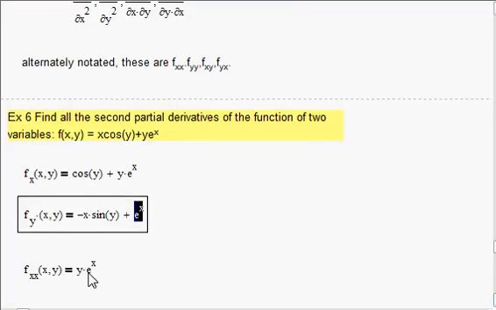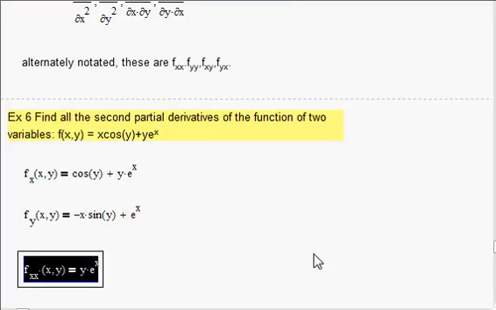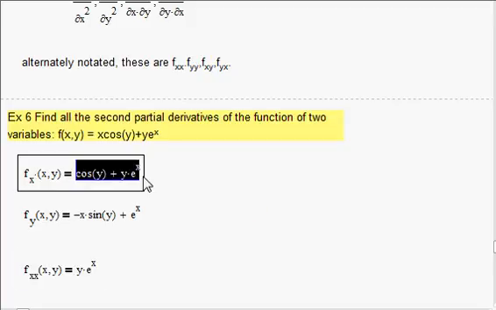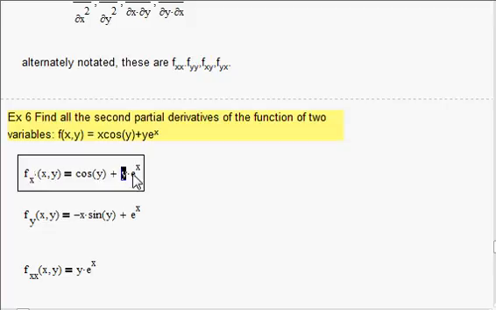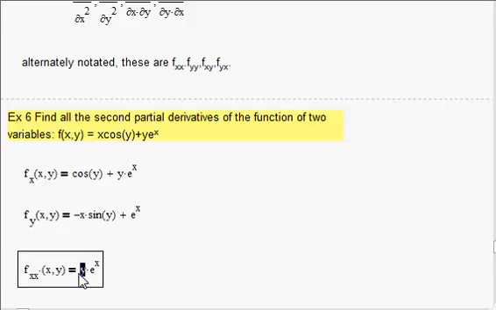Continuing onward, the second derivative of this function with respect to x, we go back and take the derivative of this function with respect to x. Well, keeping in mind the derivative of cosine of y, since cosine of y is considered a constant, is going to be 0. Plus y, the constant, times the derivative of e to the x, which is just e to the x. So y times e to the x is the second derivative with respect to x of this function.